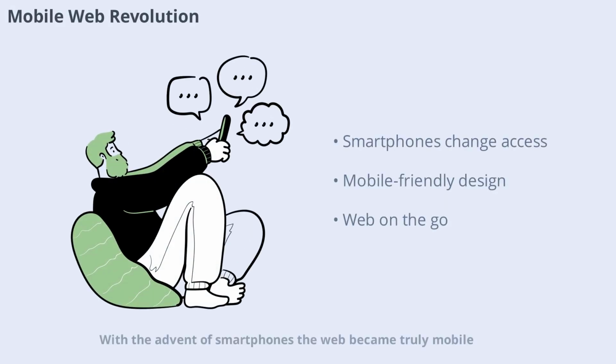With the advent of smartphones, the web became truly mobile. People could access information, shop, and connect with others from anywhere. Mobile-friendly websites and apps transformed how we use the web, making it an integral part of our daily routines. The mobile web has driven innovation in design, usability, and connectivity.